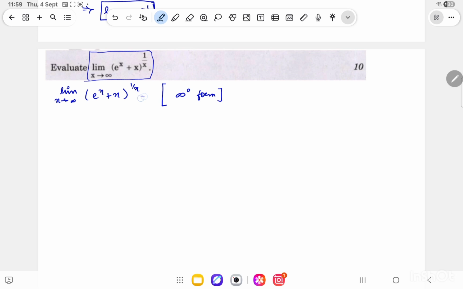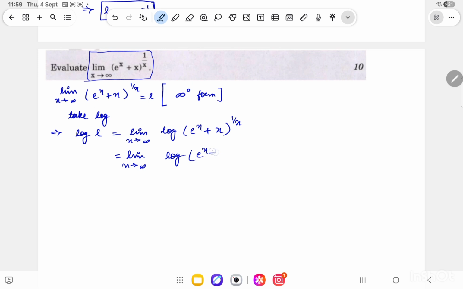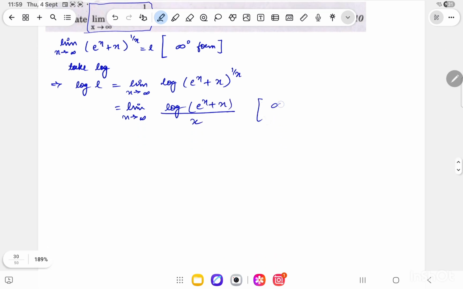So first let us equate it with L to get rid of this 1/x exponent part. For that, let's take log on both sides. So I'll be getting log L equals the limit as x approaches infinity of log(e^x + x)^(1/x), which equals the limit of log(e^x + x) divided by x. If I put the limit here, I get an infinity upon infinity form. This is still an indeterminate form.